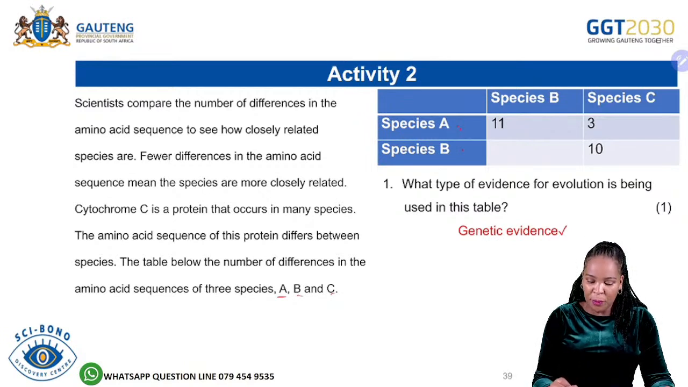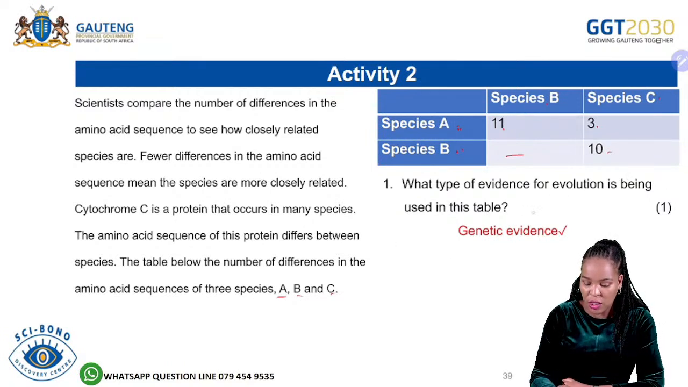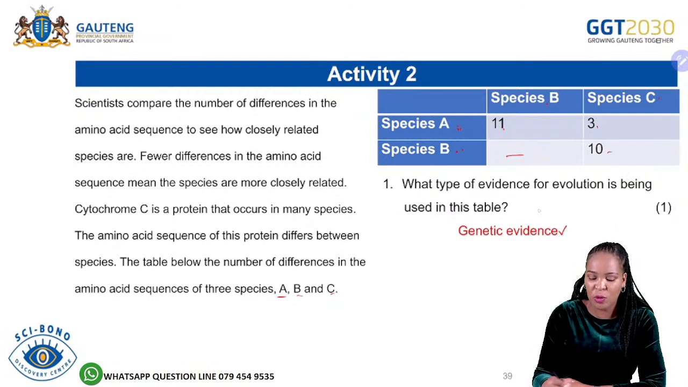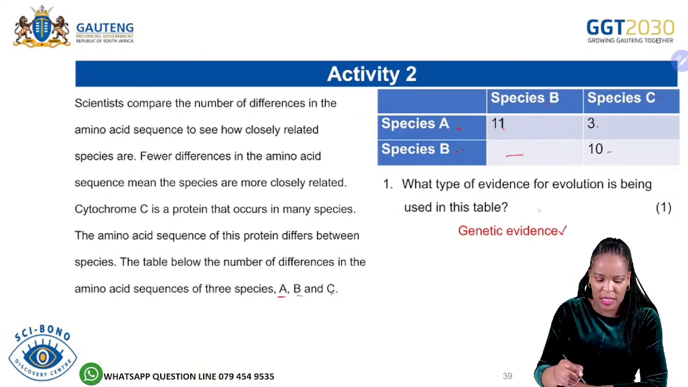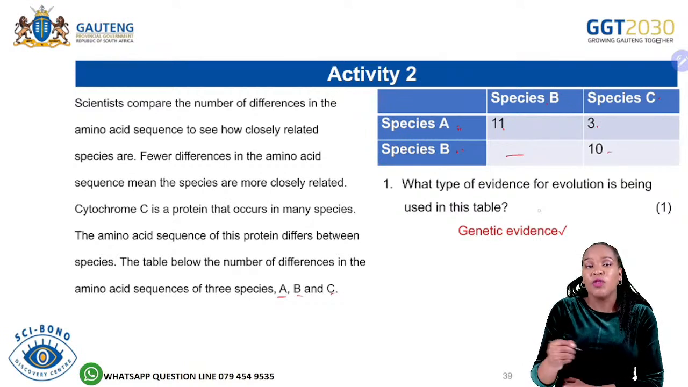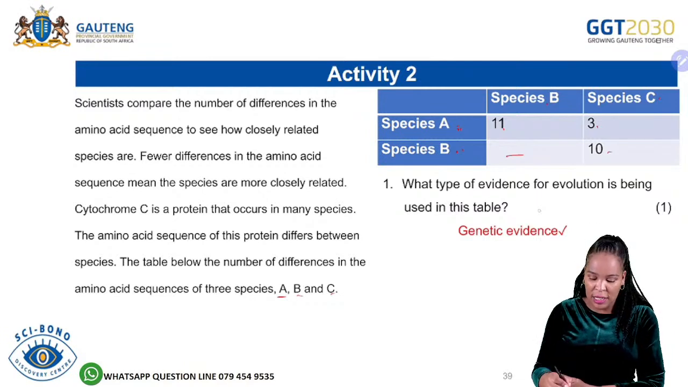So for species A, as compared to species B, there were 11 differences. Species A compared to species C, there were 3 differences. Then this is just species B. Species B compared to species C, there were 10 differences. Right. What type of genetic evidence is being used in this table? This is a given mark. As soon as they are talking about the amino acids, remember DNA forms amino acid protein synthesis, you know that. So this is genetic evidence. The only way they could get this information was through genetics. So this is genetic evidence that is used.